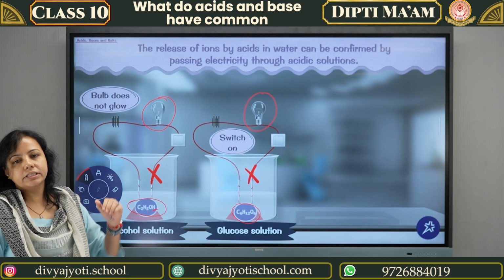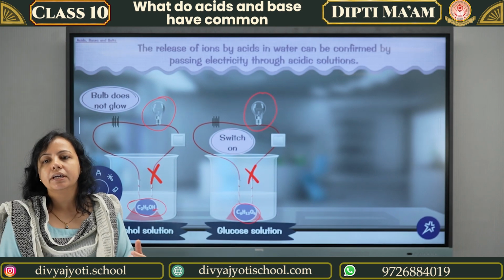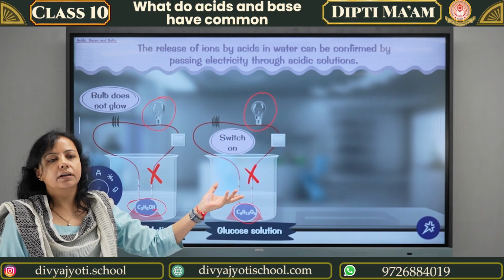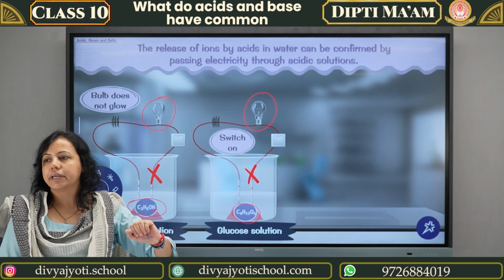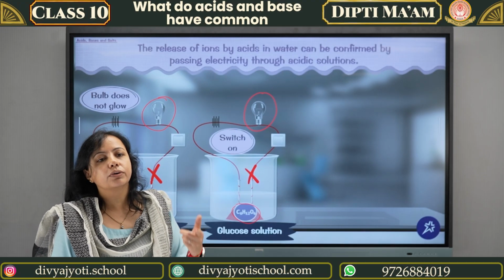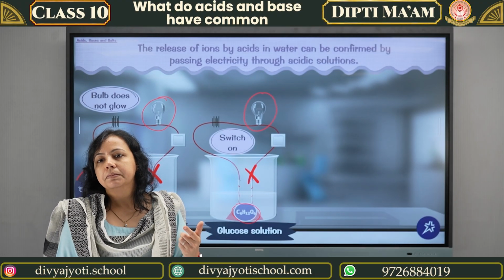Why? What is the main reason why the bulb is not glowing here? If you take the acid in it, the bulb is glowing. But with the help of the alcoholic and glucose solutions, the bulb is not glowing. What is the main reason for the bulb glowing?